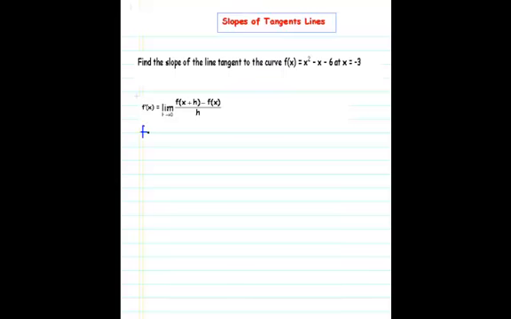So the derivative f prime of x is equal to the limit as h approaches 0, or is infinitely close to 0, of f of x plus h, which I'm going to get from this function here. So I'll replace that with x plus h, the quantity squared, minus, replace the x also with an x plus h, minus 6. Subtract from that the function itself, f of x, which is x squared, minus x, minus 6, and that whole quantity is going to get divided by h.